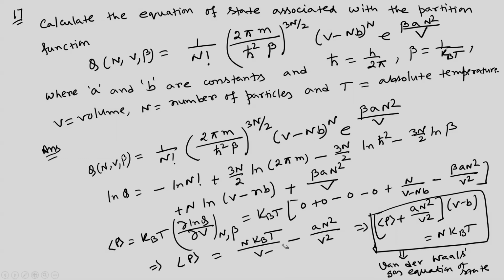So, we get P equals n kBT by (V minus nb), and then minus a n squared by V squared. If we rearrange, we get P plus a n squared by V squared, times (V minus nb), equals n kBT, which is nothing but the van der Waals gas equation of state. Thank you.